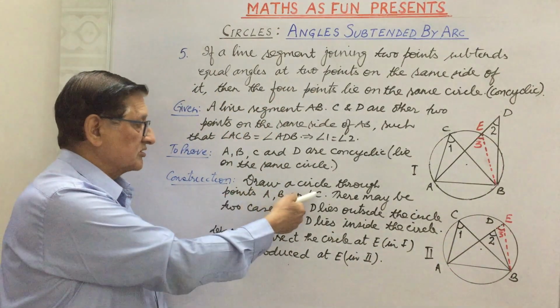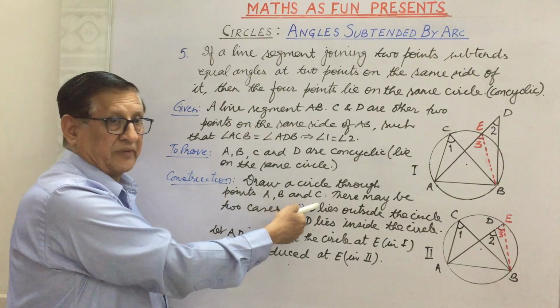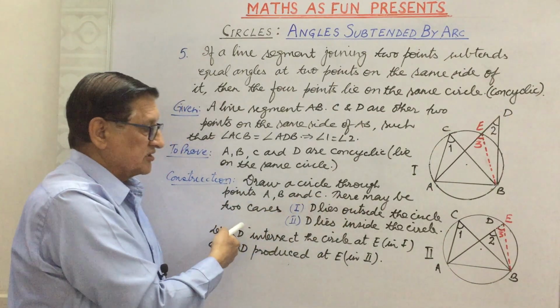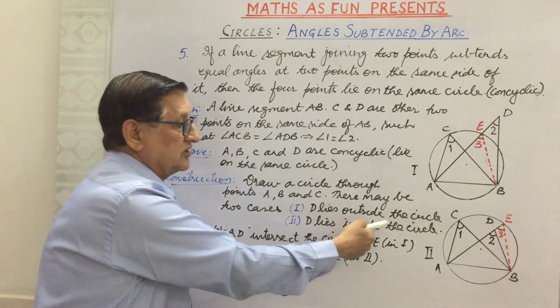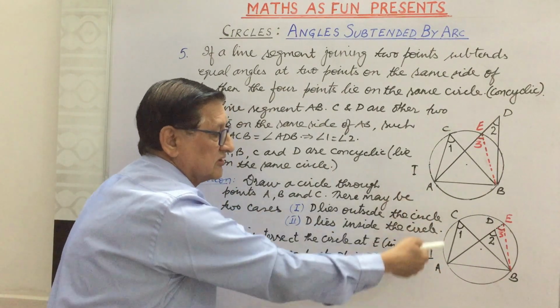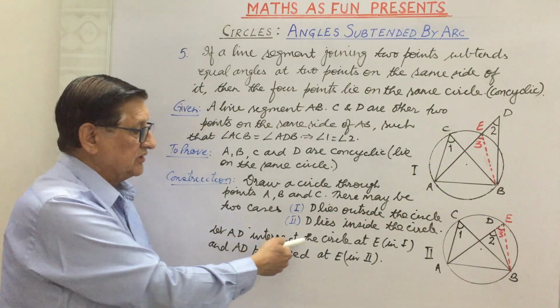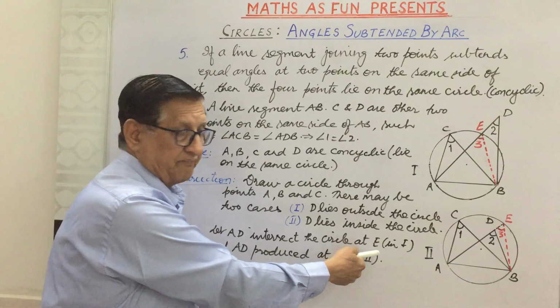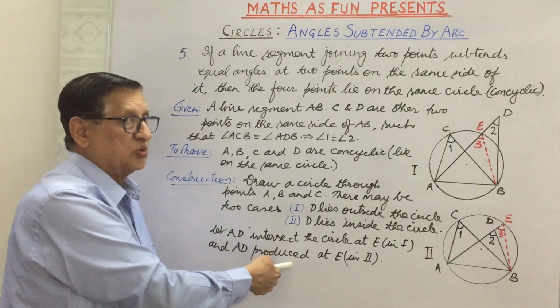So we have written the construction here. Draw a circle through points A, B and C. There may be 2 cases. Number 1, D lies outside the circle. Second, D lies inside the circle. These are the first case and second case, both the cases. Then we write, let AD intersect the circle at E in first case, and in second case, AD produced meets the circle at E.